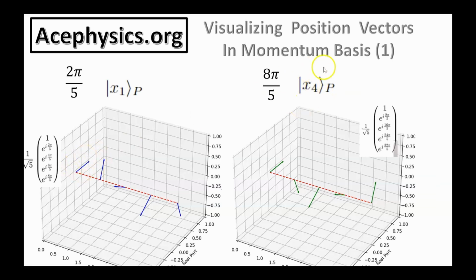Now here's position 4 written in the momentum basis. Each of the complex numbers still has the same magnitude, but now they move with an angle of 8 pi over 5. So it starts here, and you go 8 pi over 5, 8 pi over 5, 8 pi over 5, 8 pi over 5, and 8 pi over 5 again to get back here. And this is an important picture in order to visualize these vectors.